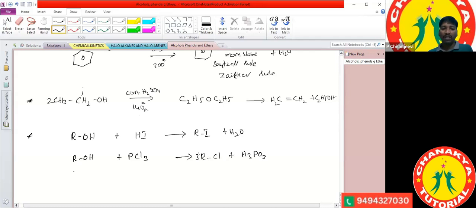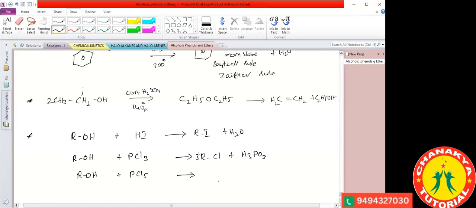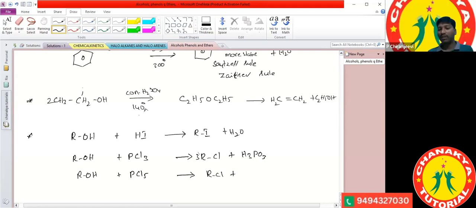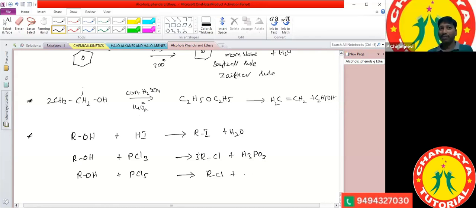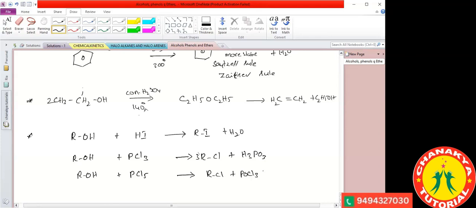And if the alcohol, R-OH, is treated with PCl5, what is the product formed? RCl, Samhita is correct, and something with P also. POCl3, and plus one more, HCl. HCl is the product here.